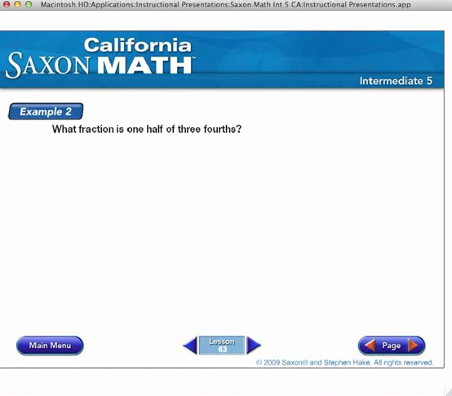What fraction is 1/2 of 3/4? So remember, this word of tells me to multiply. So 1/2 of 3/4. So I'm going to start by multiplying. 1 times 3 equals 3, and 2 times 4 equals 8. So 3/8 is 1/2 of 3/4.